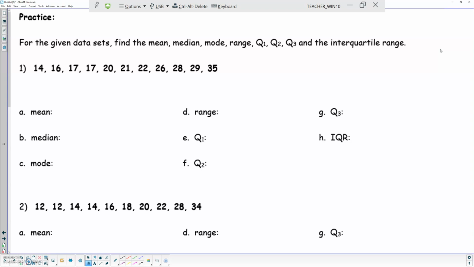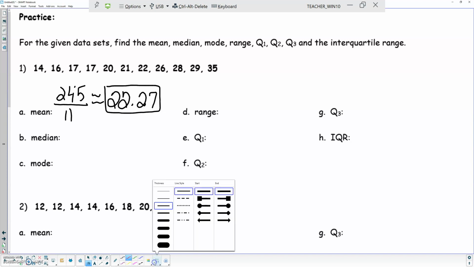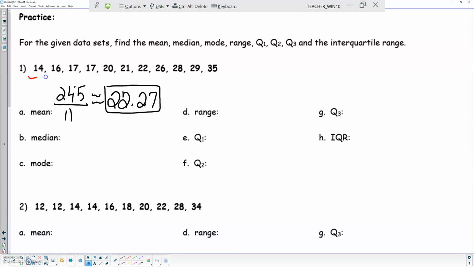So the average, or the mean, again, we did 245 divided by 11. So that's approximately 22.27. Okay. So the median is the number in the middle. So we have 11 data values. So the median, again, is the number directly in the middle. It splits the data up into the lower half and the upper half. So you'll see the number directly in the middle, the median, is 21.